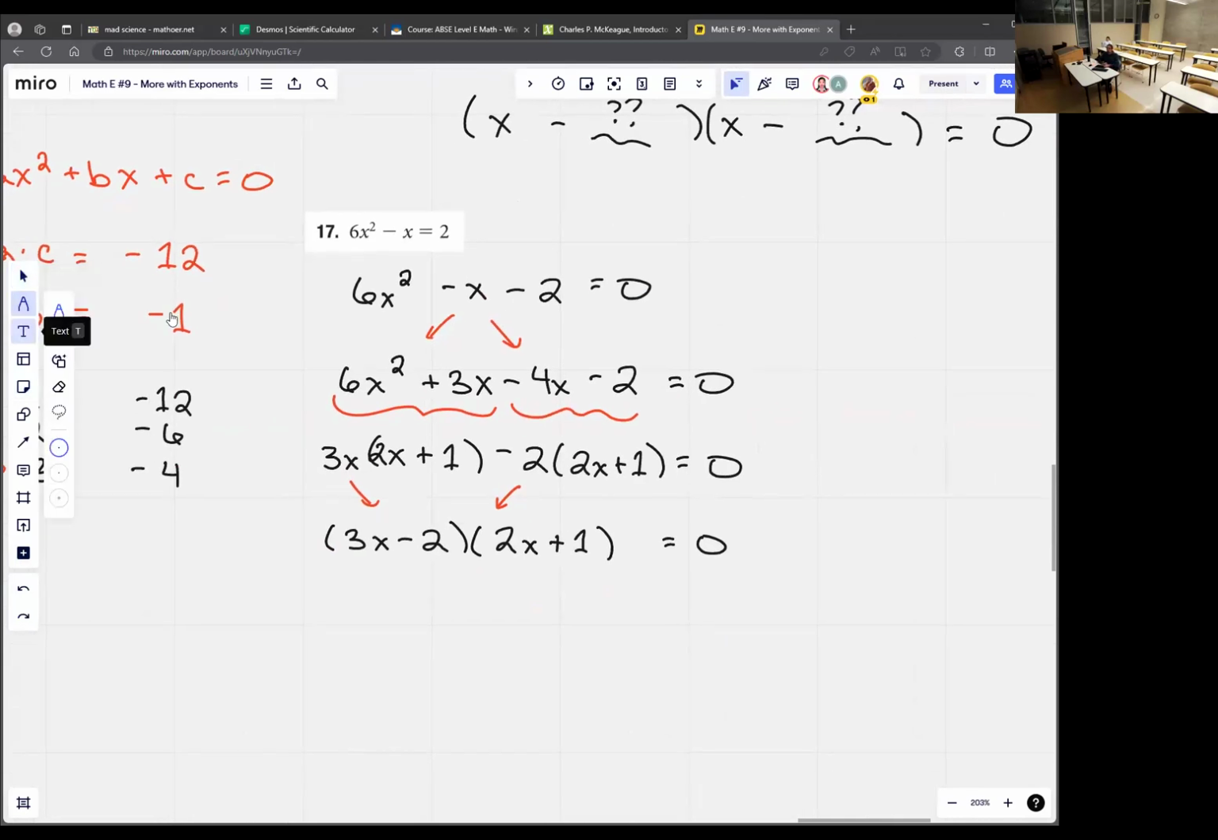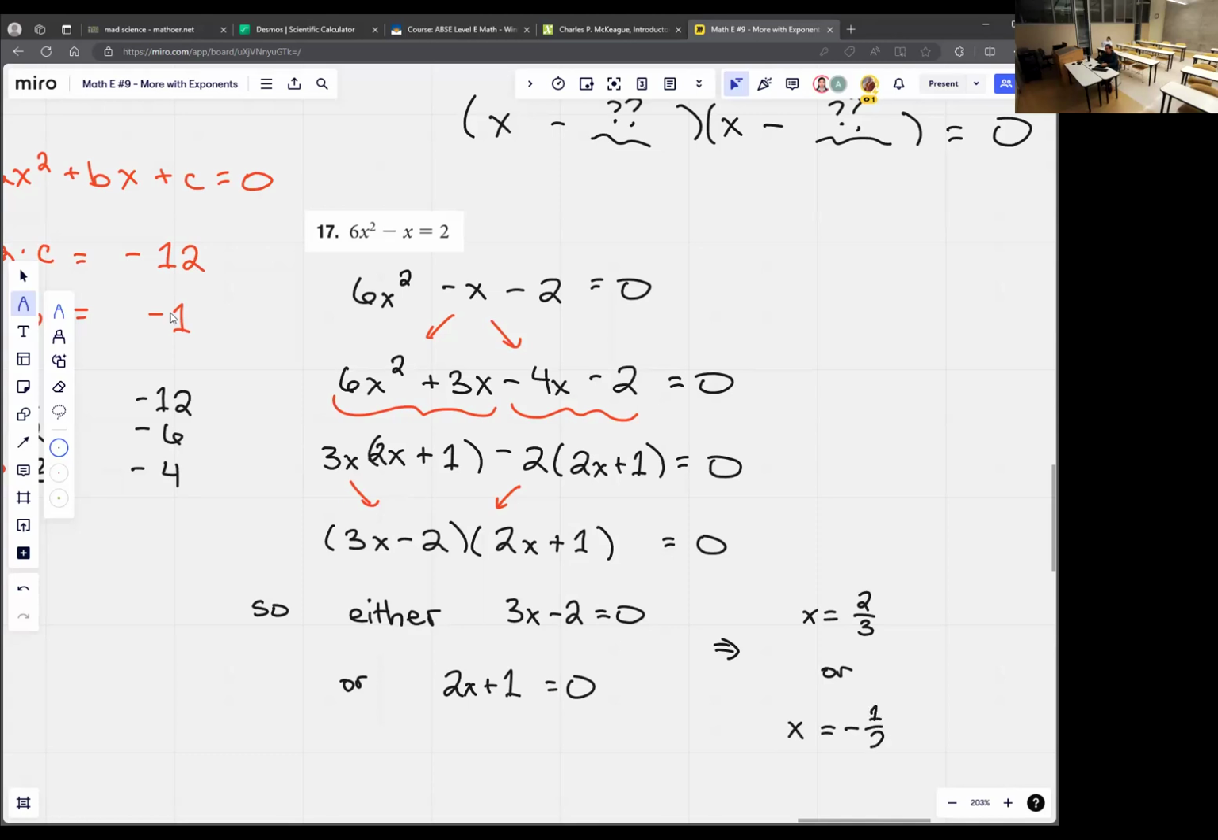Okay, now we need to finish. So what is happening: if these two, when we multiply, are 0, one or the other must be 0. So either 3x minus 2 equals 0, or 2x plus 1 equals 0. So that means x is, move the 2 over and then divide by 3. So x is 2/3. Or move the 1 over to be a -1, divide by 2. And x is -1/2.